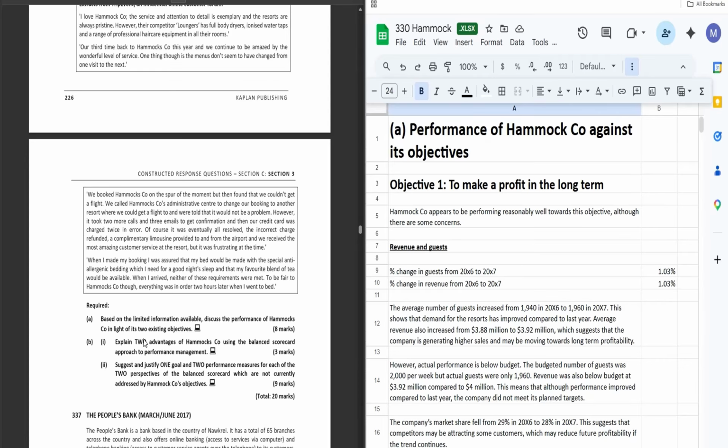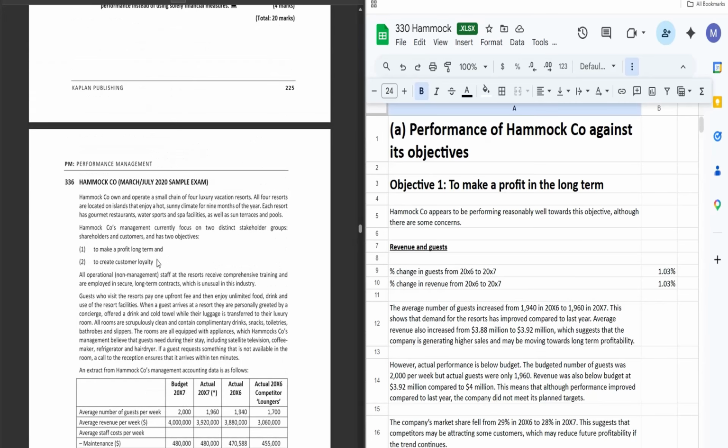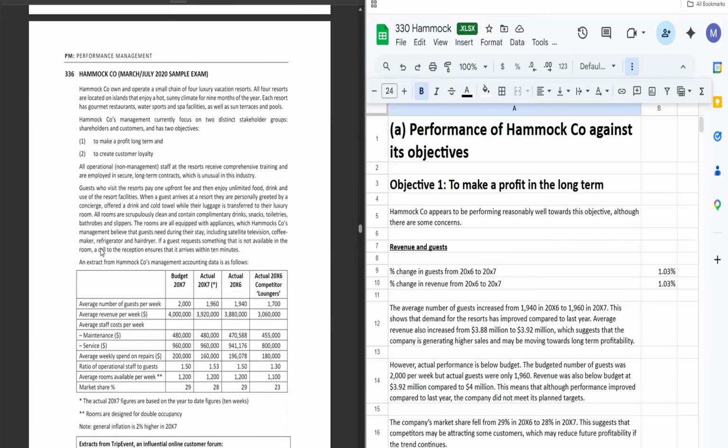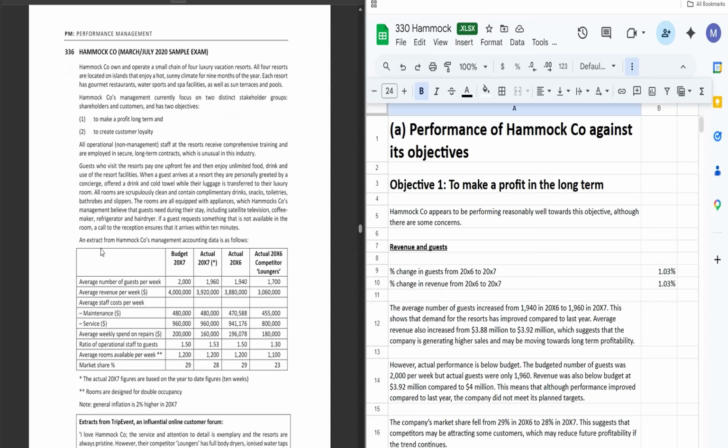It's time to discuss the performance of Hammock company based on these two objectives, the first one is to make a profit in the long term, and the second one is to create customer loyalty, based on whatever limited information they have provided. So I have done it for you. So let's read this together so that you can pick up the things.